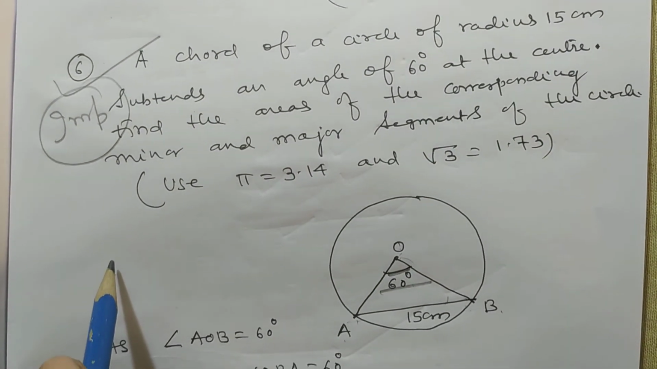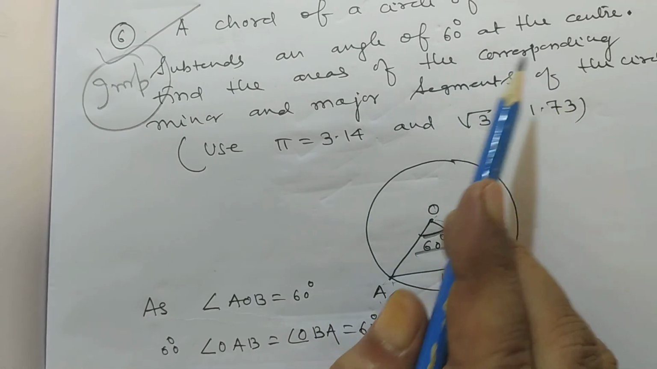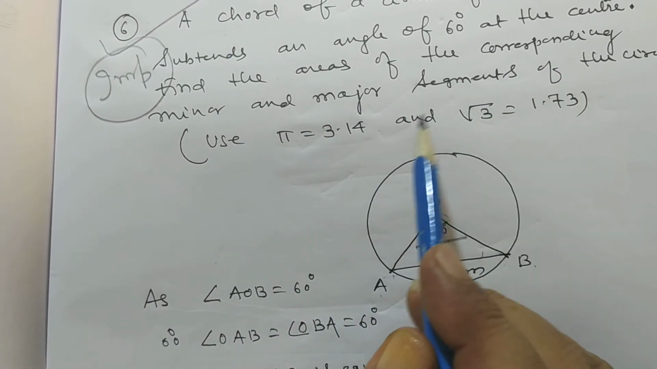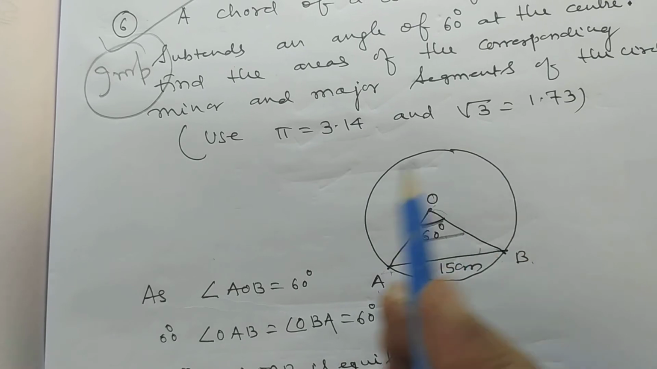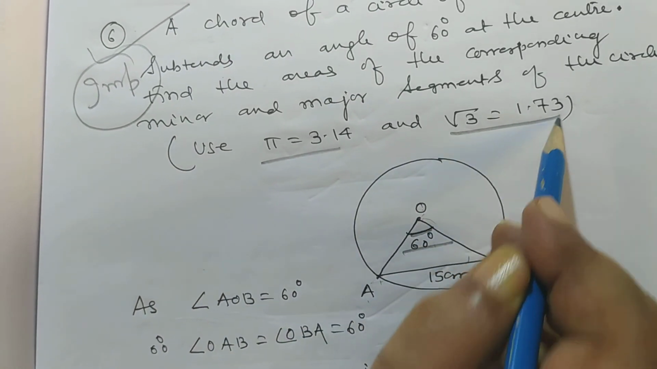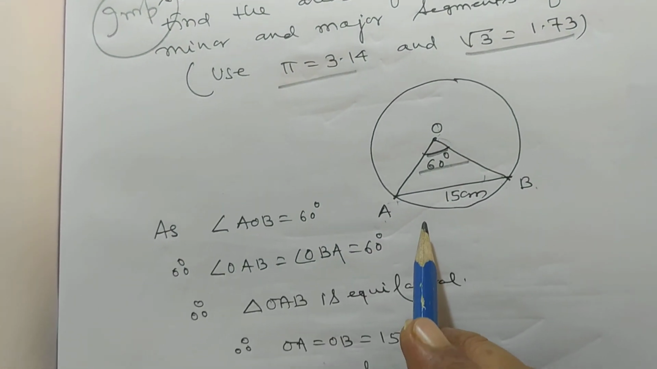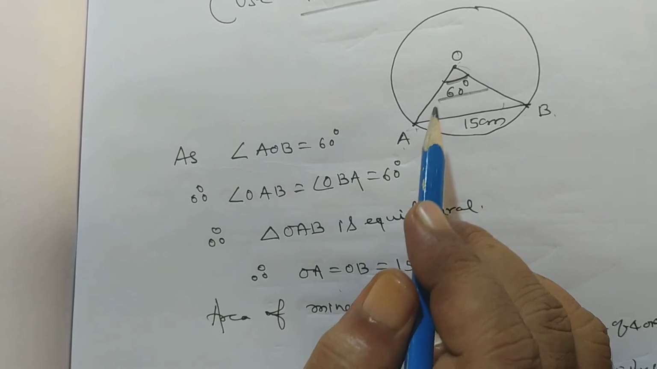A chord of a circle of radius 15 centimeter subtends an angle of 60 degree at the center. Find the area of the corresponding minor and major segments of the circle. Use pi is equal to 3.14 and root 3 is equal to 1.73 centimeter. It is a sector OAB and it makes an angle 60 degree.